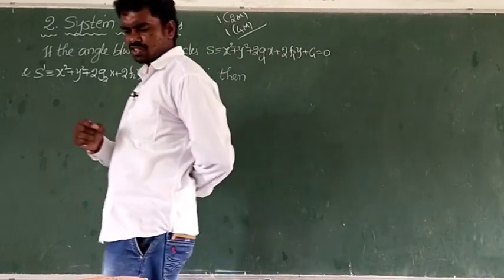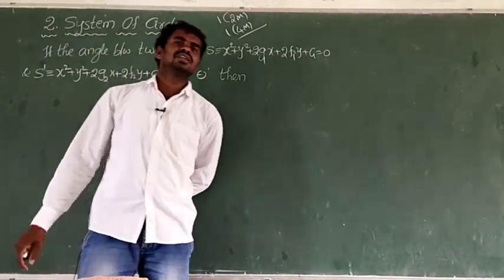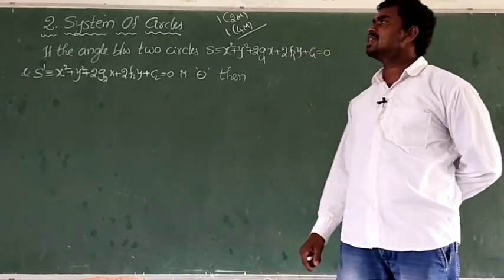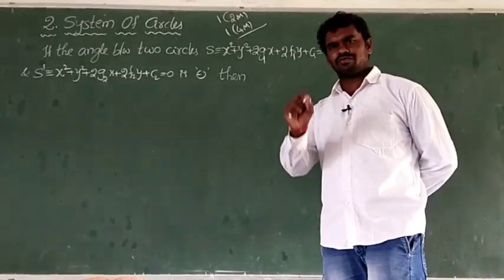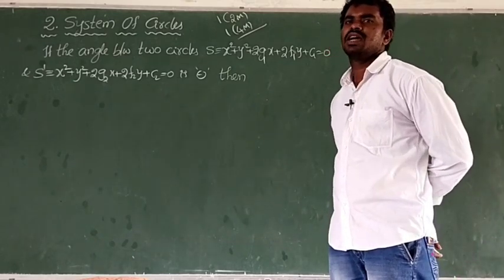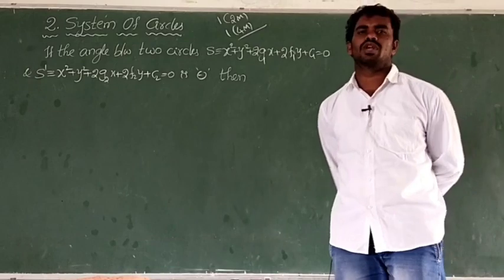First chapter Circles, second chapter System of Circles. These two are very easy chapters. We can easily score 22 marks from the first chapter and 6 marks from this chapter. 28 marks of the syllabus can be completed with these two topics only.